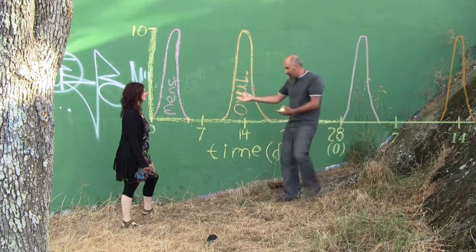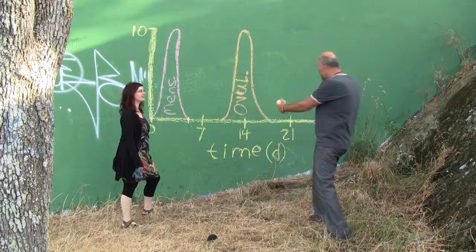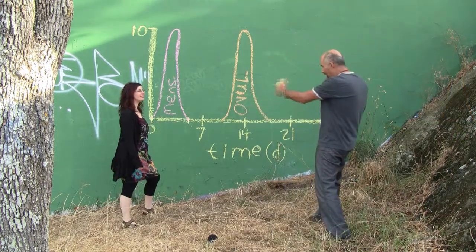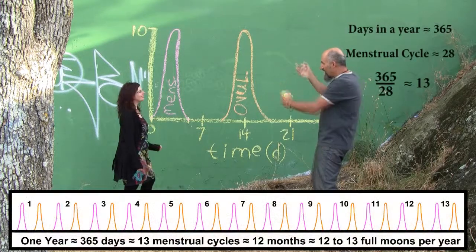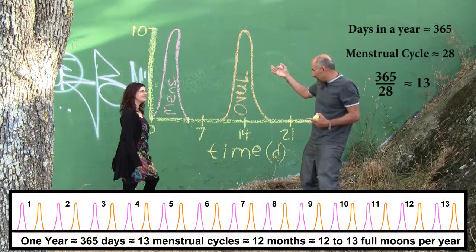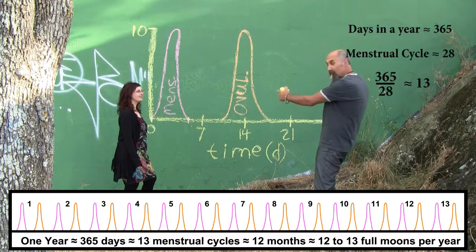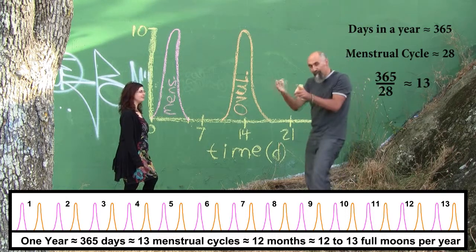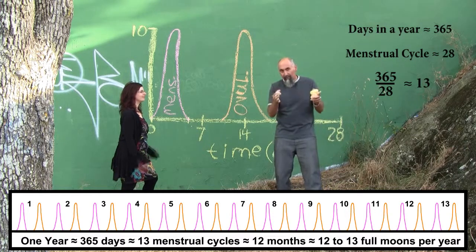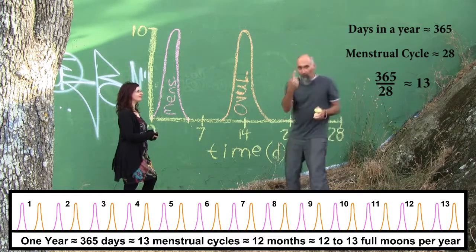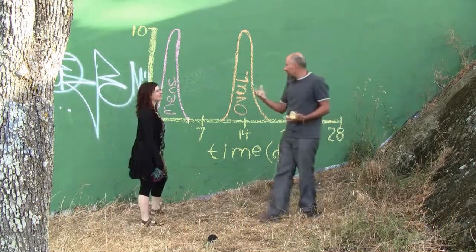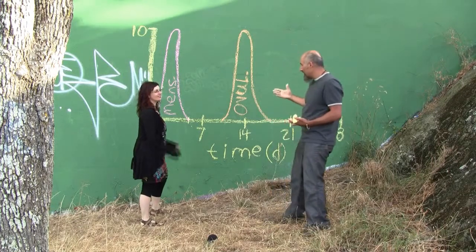So if you take this, right? So this is basically 28 days. If you take 365 and divide it by 28, you get approximately 13. So if you take this and lay it back to back 13 times, you've gone through one whole year. Just so it's understood how this looks.